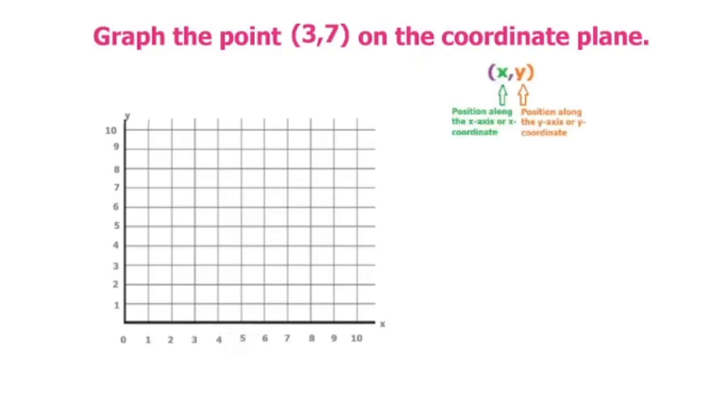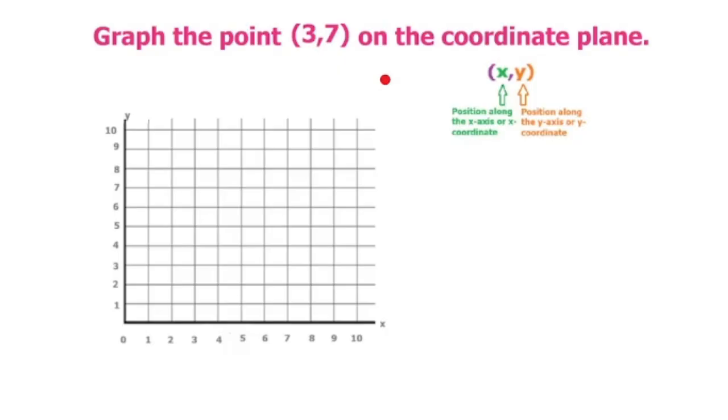So let's review everything. When we have something like this, x is any number, y is any number, (x, y). X is the position along the x-axis, or the x-coordinate. Y is the position along the y-axis, or the y-coordinate. So (3, 7) is telling you this is the position along the x-axis, this is the position along the y-axis.